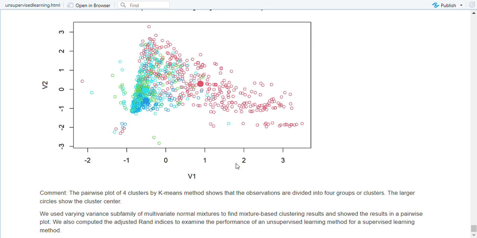We used the varying variance subfamily of multivariate normal mixtures to find mixture-based clustering results and showed the results in a pairwise plot. We also computed the adjusted Rand indices to examine the performance of an unsupervised learning method against a supervised learning method.